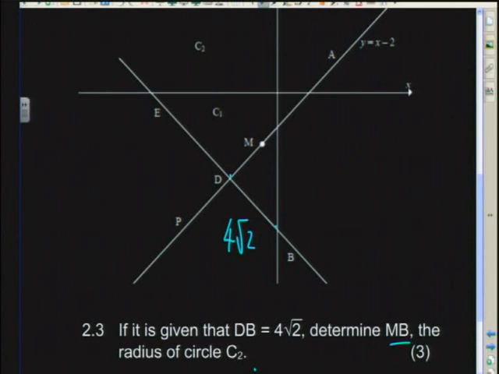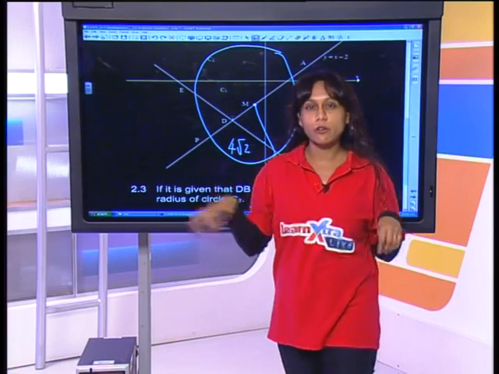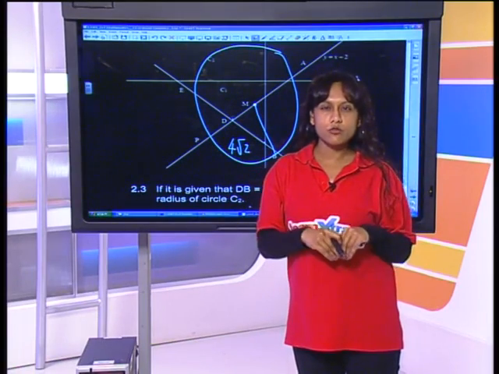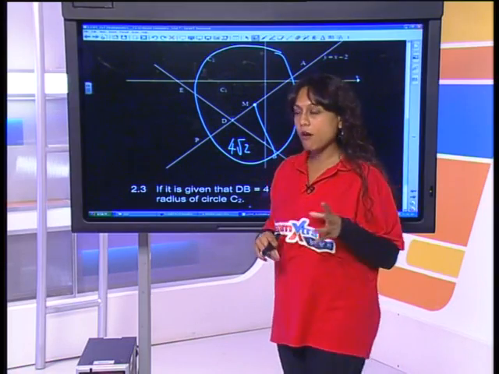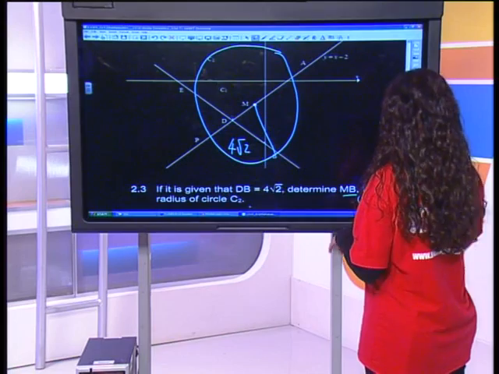Now remember, we've got this other big circle, C2, going around like that. So they want you to find the radius from there to the point B. So they want that distance. And what I'm going to do is go back to the other diagram where we've got the nice circle C1 drawn and show you from that diagram how we can work out the length of MB.